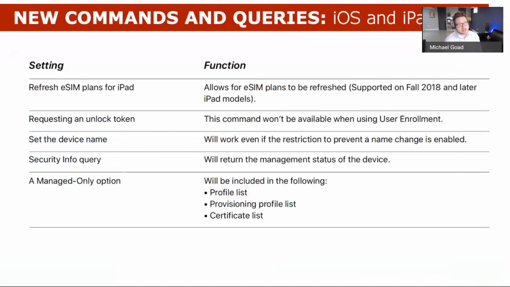And then additional commands and queries that are available. So if we are using eSIMs, we can query for those, requesting unlock tokens, and querying for managed-only options as well. So those are some of the new things that are in iOS 13, specifically for iOS and iPadOS. Any questions on everything that we just went through?